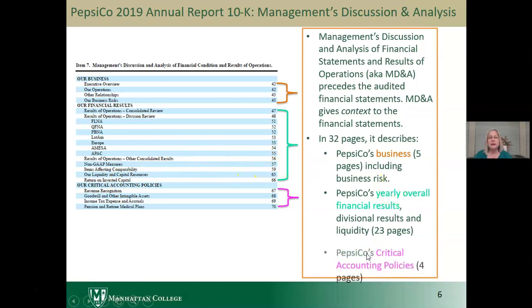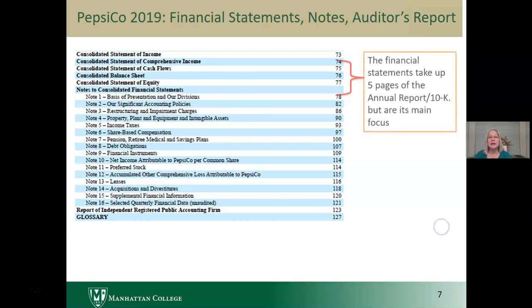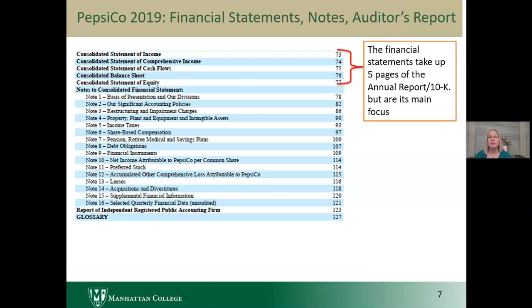And you'll see that the critical accounting policies, the accounting policies that they choose and follow that they think make a big difference on the financial statements, they try to explain these to you in further detail. The financial statements, the notes, and the auditor's report take up the bulk of the 10-K. The financial statements are only 5 pages, but are its main focus. If you could pick any 5, you take this. To understand them better, you need the footnotes.